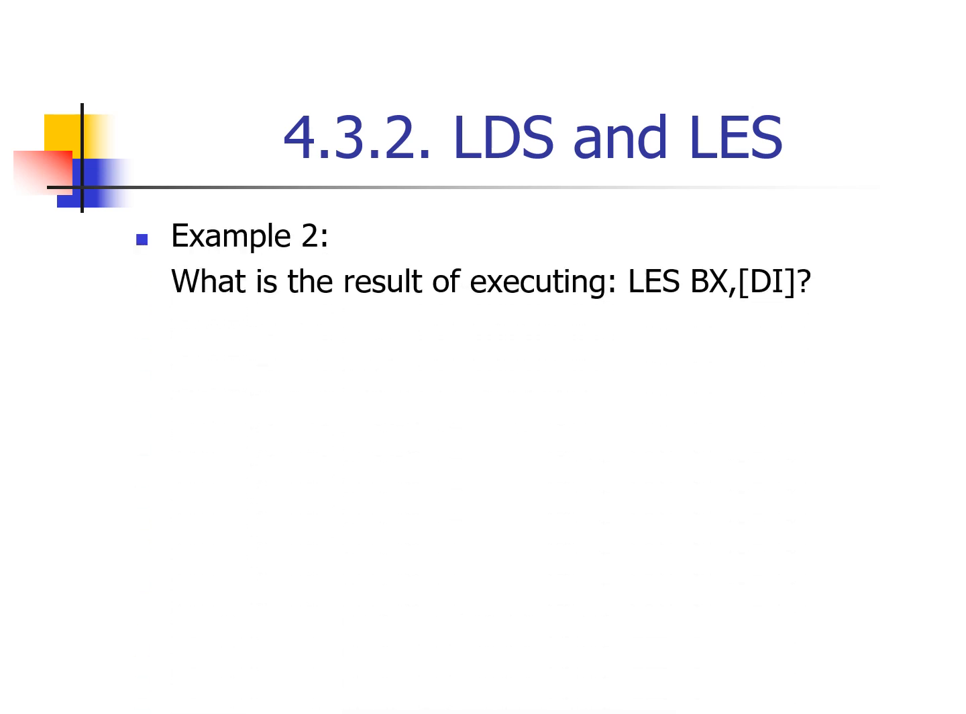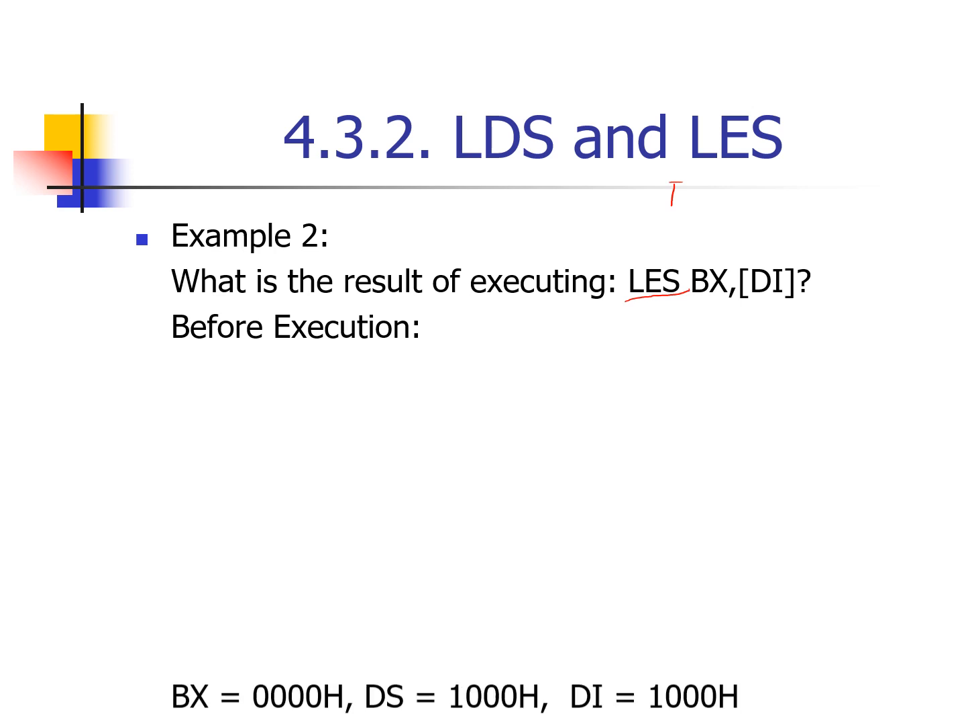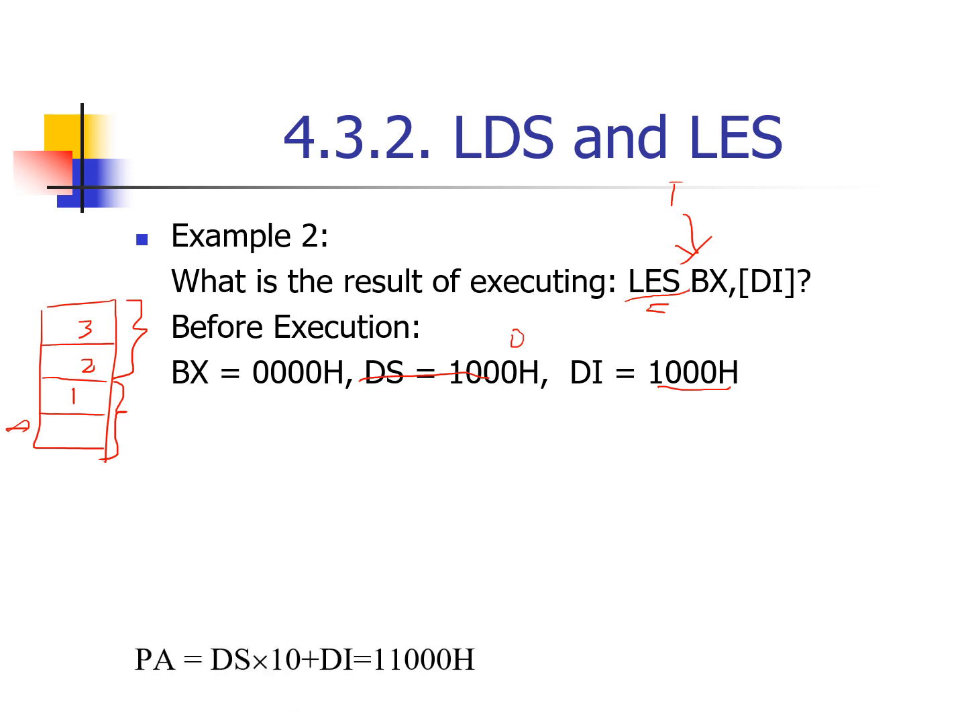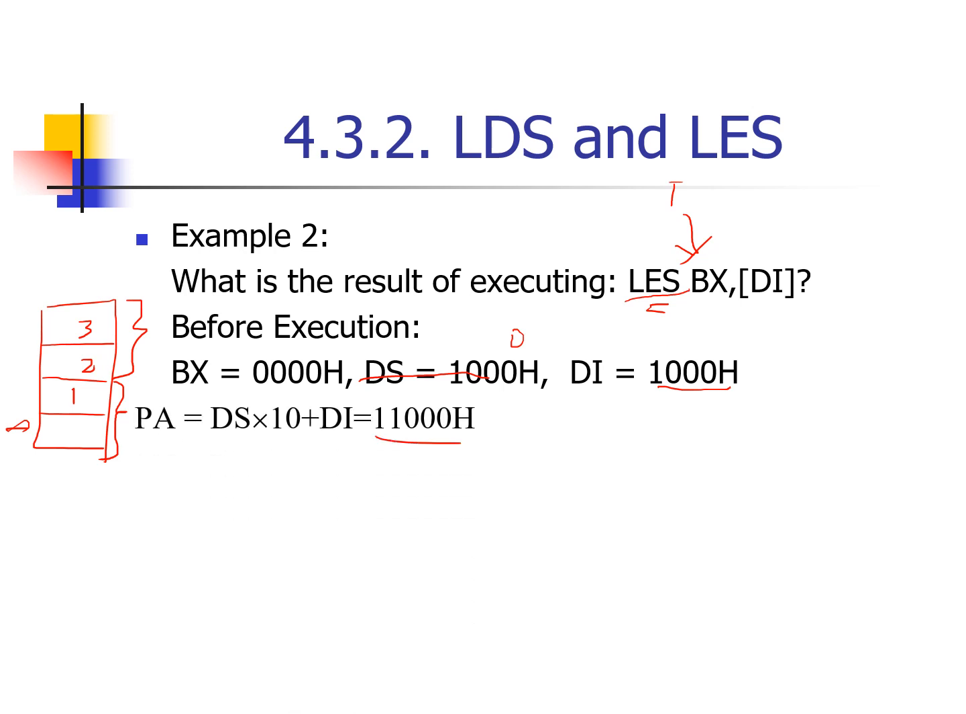Example 2 now goes to LES. Same thing. DS times 10 plus DI gets you an address inside your memory location. You have to go 1, 2, 3 locations up, and you take the lowest 16 bits, store them in BX, the high 16 bits, store them in ES. Here you are. This is your physical address.